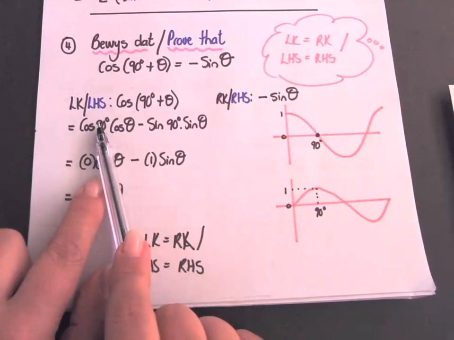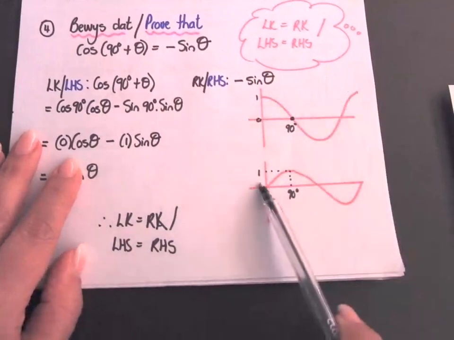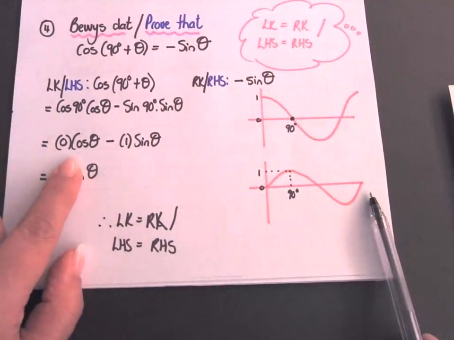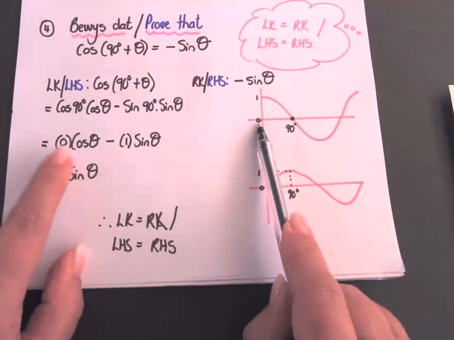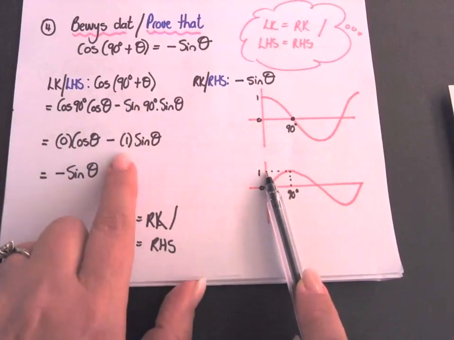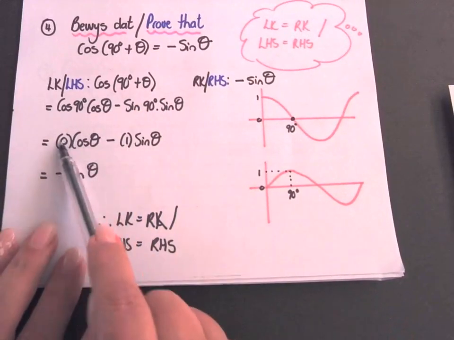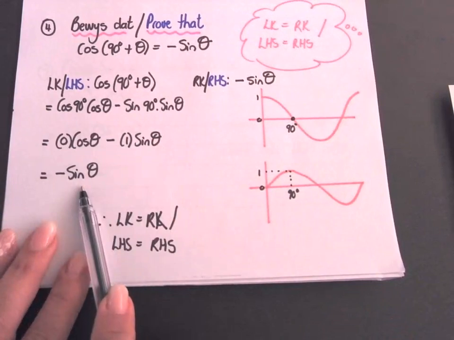90 degrees is also a special angle. And I'm going to use my graphs for these special angles. So you have to show it. Cos of 90 is 0, and sine of 90 is 1. So it's 0 minus sine theta, and therefore the answer is minus sine theta.